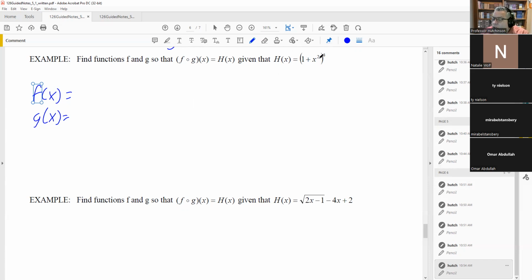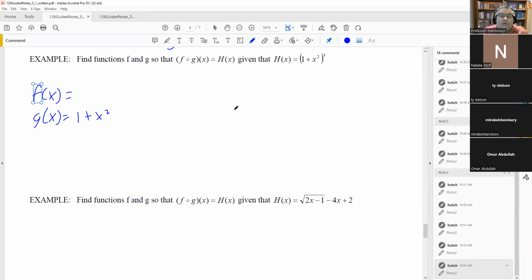The way that you find this is whatever function you see inside some parentheses automatically becomes your g of x, because your g of x is always the inside function. In this case, I'm just going to write 1 plus x squared, because I already see that's what is inside the parentheses. So that automatically is going to be our first answer for g of x. Just look at whatever's inside the parentheses, 1 plus x squared.